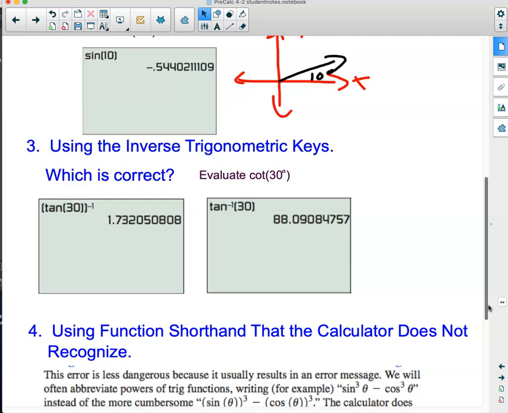We're supposed to evaluate the cotangent of 30 degrees. Well, on our calculator, we'd have to tell it, find the tangent, and then we'd have to find its reciprocal. So, innermost parentheses here, we are definitely finding the tangent of 30 degrees, and then we're taking its reciprocal by raising it to the -1 power. So this is right. Over here, this is going to tell us the angle that would give us 30 as the ratio of two sides. So this is the wrong button because they use the second function to get that.